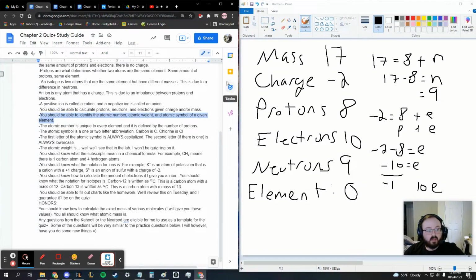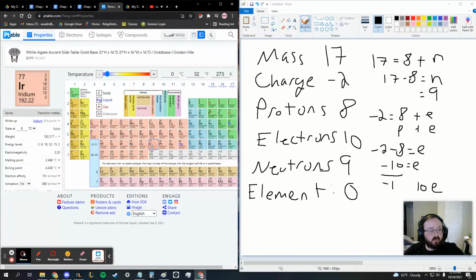The atomic number, atomic weight, and the atomic symbol of a given element. So if I go over here to iridium, 77 is the atomic number. This is how many protons there are. Every element has a different amount of protons, so they have a different atomic number. Here is our atomic symbol. I'm going to get back to that in a second. Here, the 192.22. This is the atomic mass. Our lab during this upcoming week is going to be dealing with atomic mass. It won't be on this Quiz Plus, okay? You can identify it, but what this actually represents, we're not going to get into just yet.